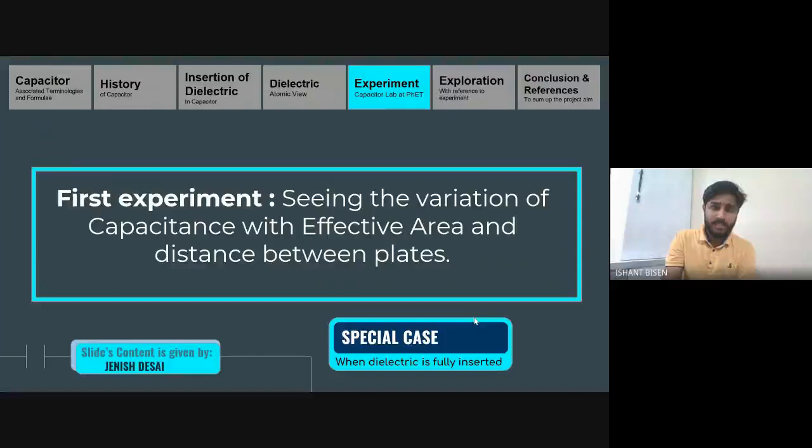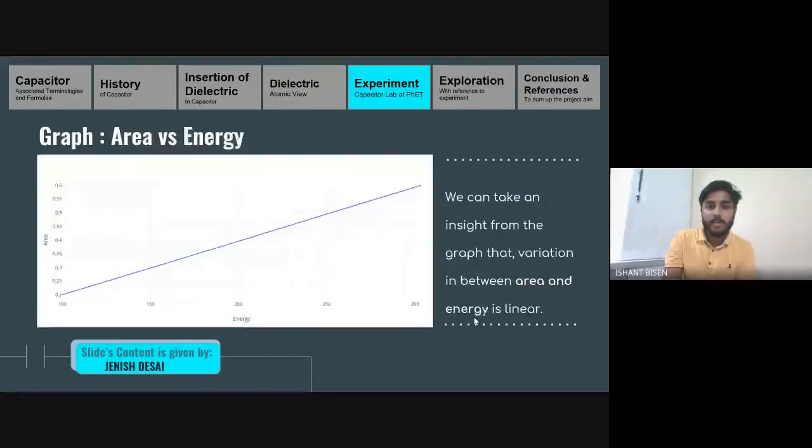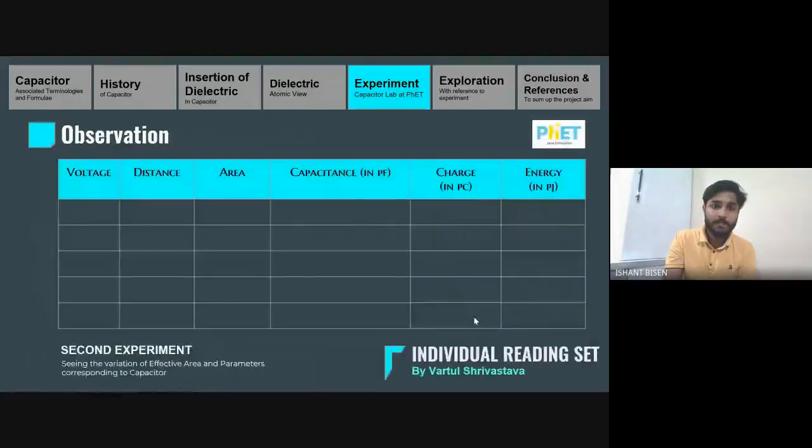From here, this is the observation table that I went through, and the graphs and all that are already explained by our team members.